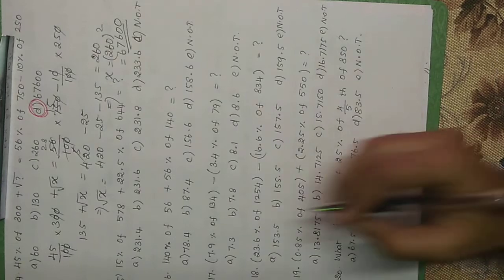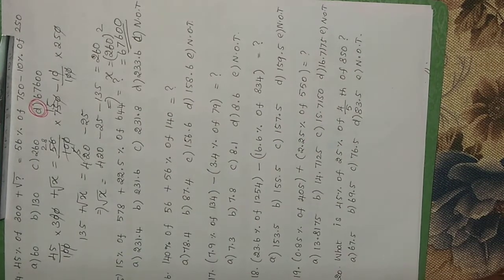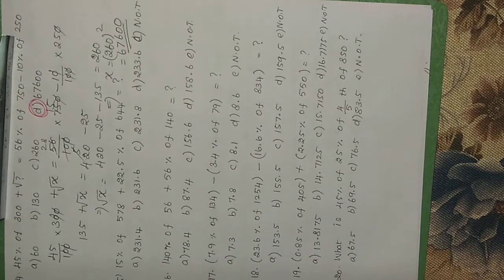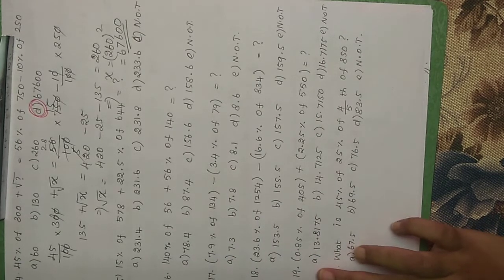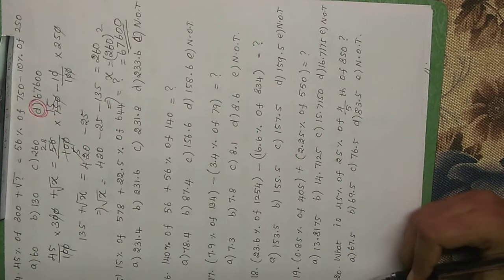Next problem. 15% of 578 plus 22.5% of 644 is equal to what? Similarly, problems 16, 17, from 15 to 19 are similar to the 14th problem, so you do it yourself.